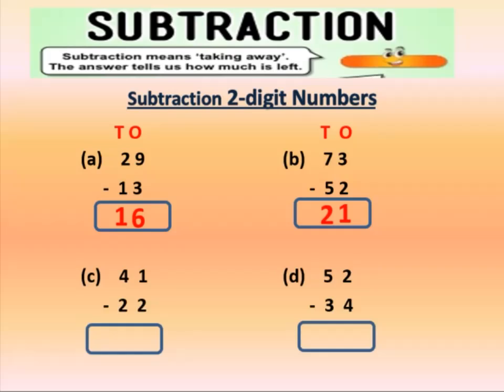Okay. In part C, again move towards the ones column. We have 1 and 2. Can we subtract 2 from 1? No, it's difficult. It's the same as if you have 1 pencil and I am asking you to give 2 pencils to me. If you have 1 pencil, can you give me 2 pencils? No. So what can you do? You will borrow from others.